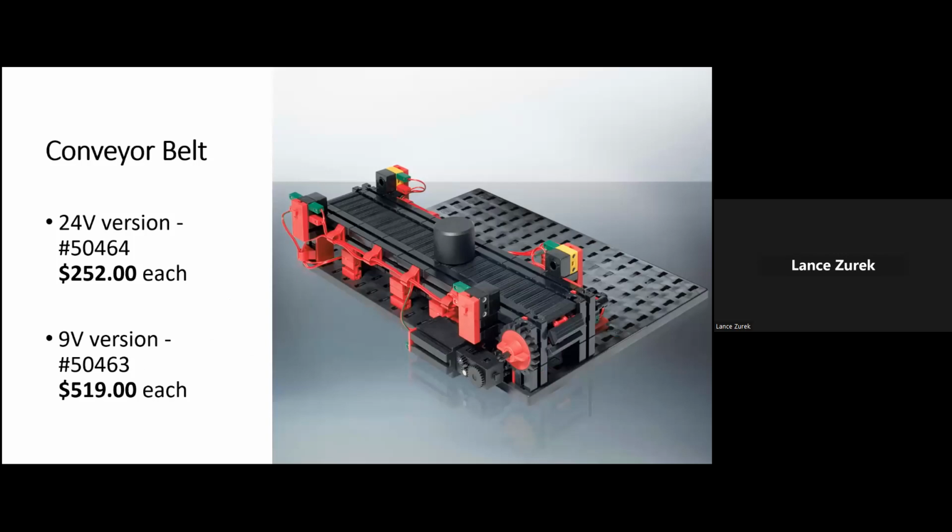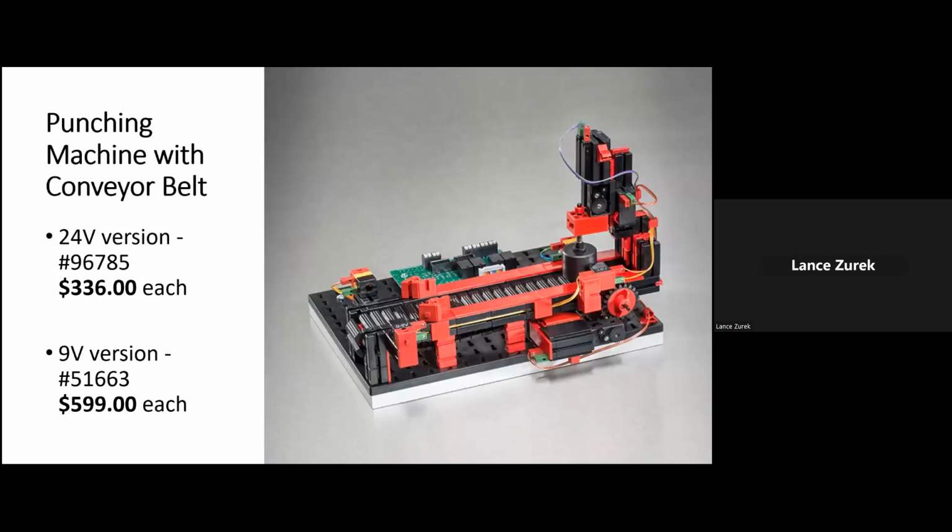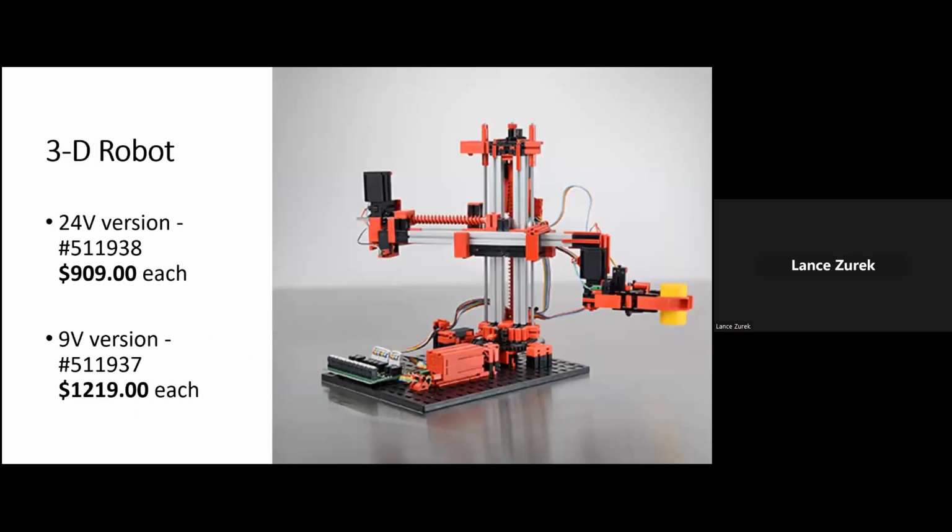The 9-volt version is $519 per, of course, includes the TXT controller. The punching machine with conveyor belt in the 24-volt version is $336 each. In the 9-volt version is $599 each. The 3D or 3-axis robot in the 24-volt version is $909 per unit. In the 9-volt version, you're looking at a list price of $1,219.